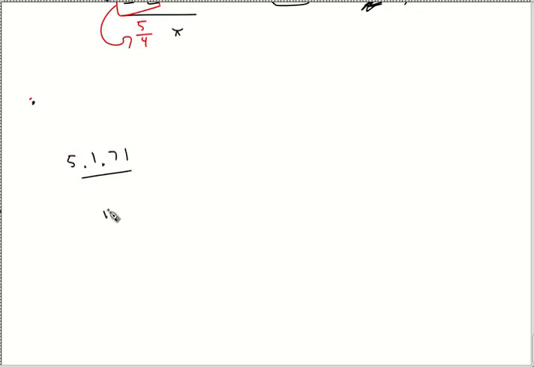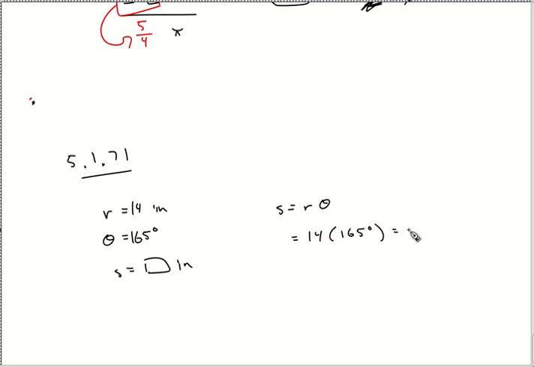5171. So I have a radius of 14 inches, and then I have a theta of 165 degrees. And it says, what's your arc length in inches? So the classic way to solve this problem is, oh, well, I have my 14 radius, I've got 165 degrees, I multiply them, and I get an answer. This is classic right here. 2,310 inches. Totally wrong.